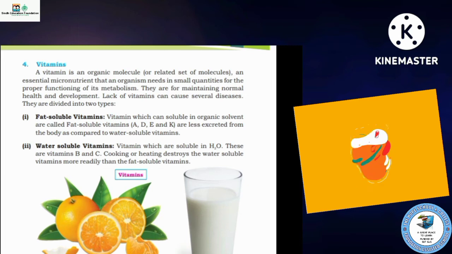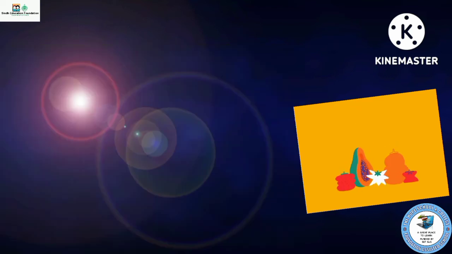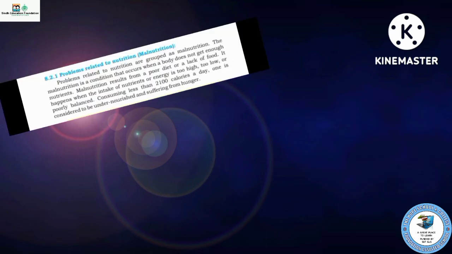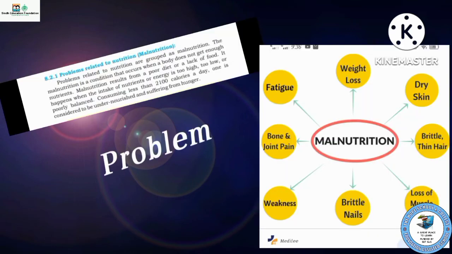And the third is vitamins. Vitamins are organic molecules and essential micronutrients. Organisms need them in small quantities for proper function. And the other topic is problems related to nutrition, malnutrition.